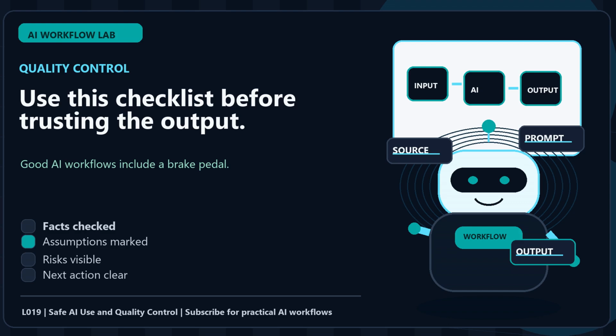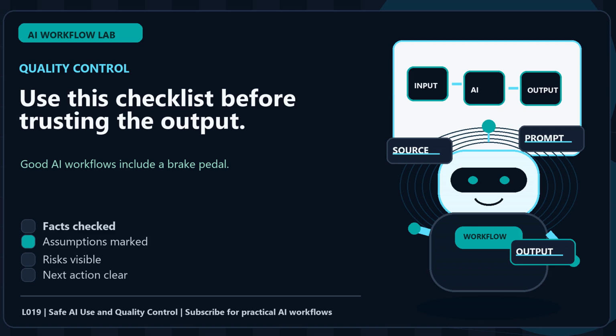Once one workflow works, you can connect it to another. Research connects to planning. Planning connects to drafting. Drafting connects to review. Review connects to publishing or execution. That chain is where the real leverage appears.